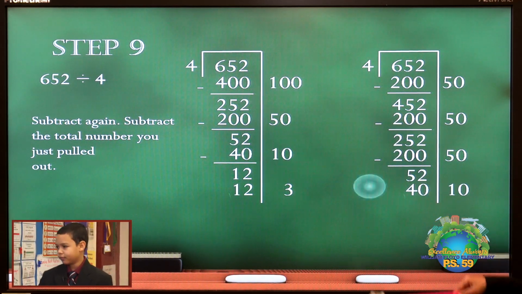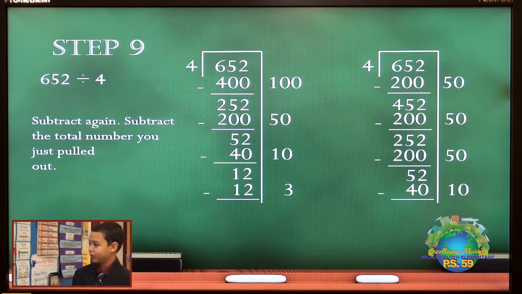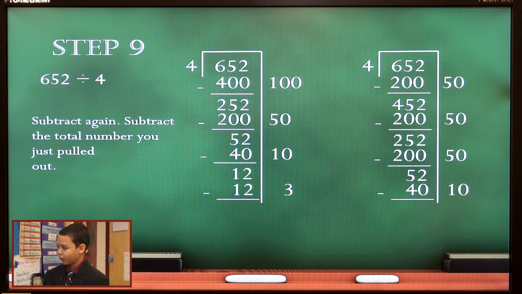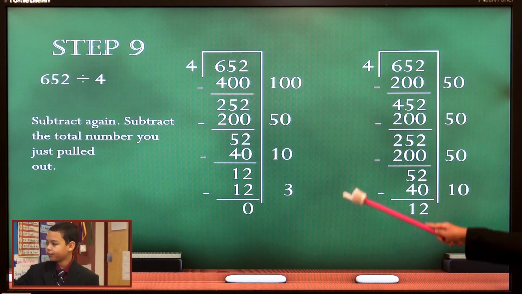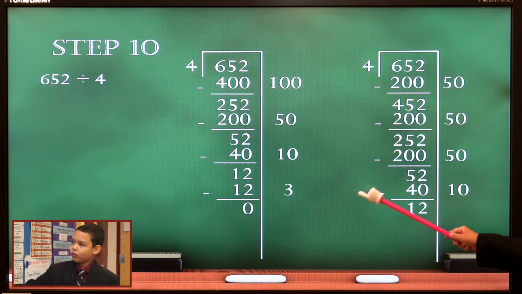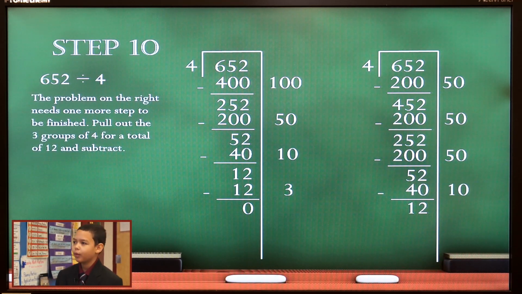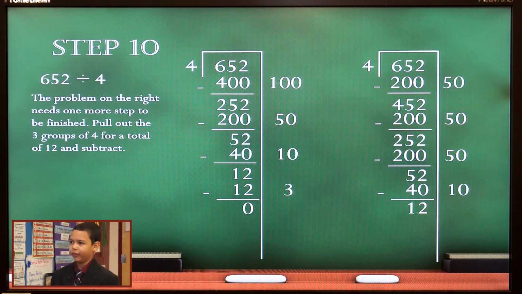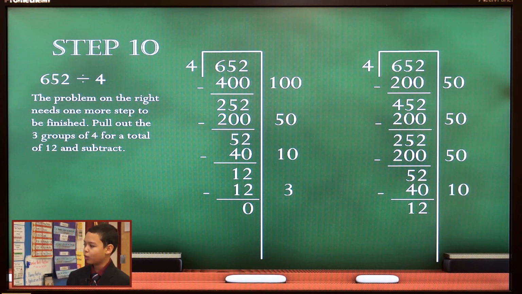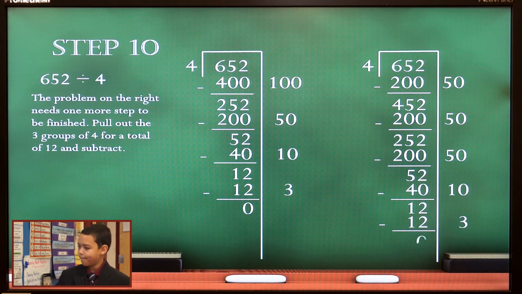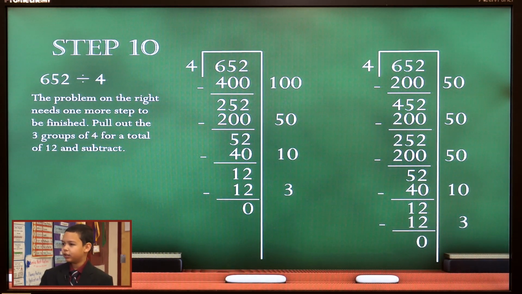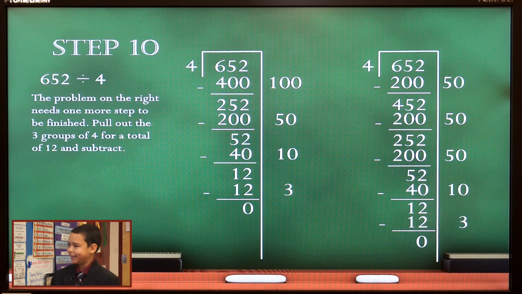Subtract. 12 minus 12 equals 0, and 52 minus 40 equals 12. The problem on the right needs one more step to be finished. Pull out the 3 groups of 4 for a total of 12 and subtract. And as you can see, your remainder is 0 for each problem.